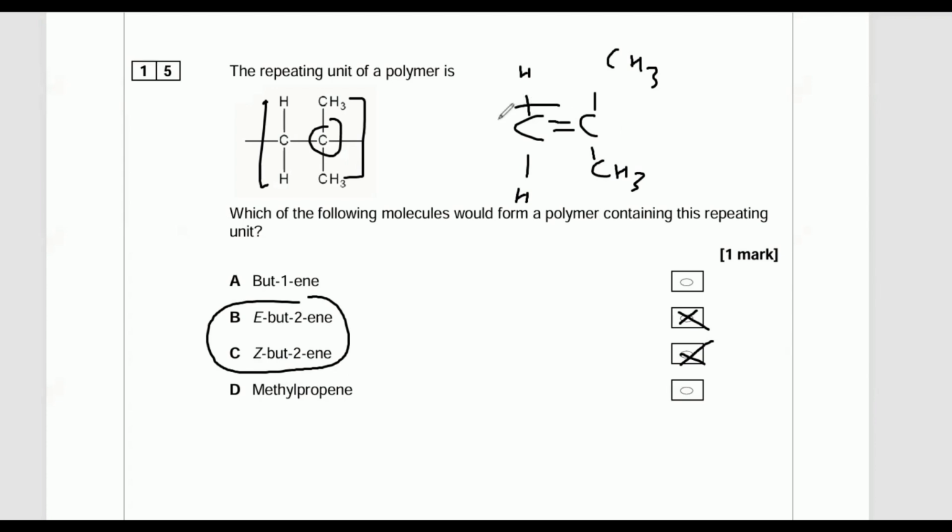Now let's have a look. This can't be butene, can it? It can't be butene because the longest straight chain without going back on myself is 3 carbons. So let's say that is the main chain. We've got 1, 2, 3. This looks like methylpropene. Yeah, there we go. You know, like 2-methylprop-1-ene, but you get the idea. It's methylpropene. Nice. Let's move on.